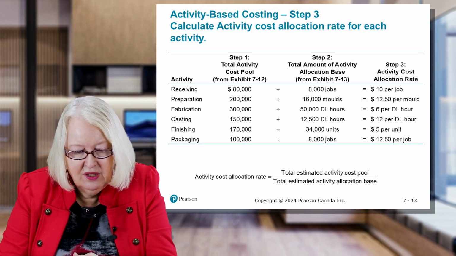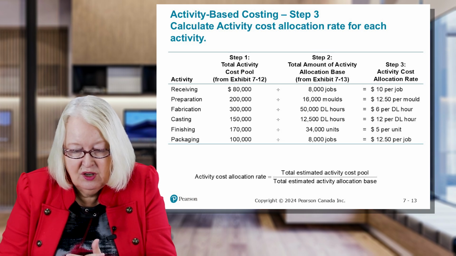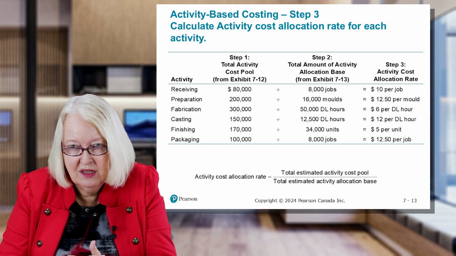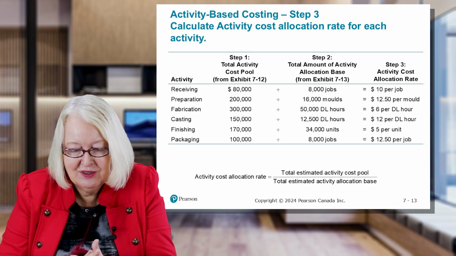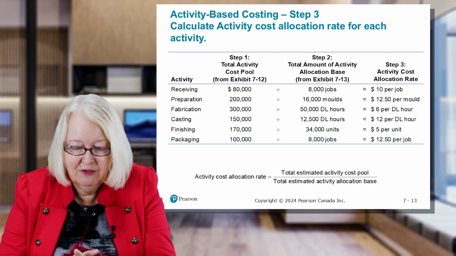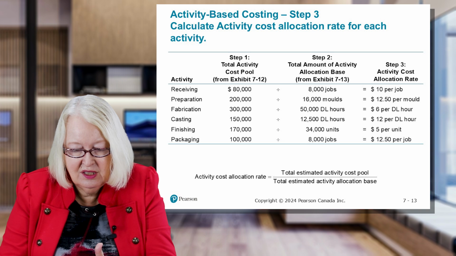For receiving, the total cost associated with receiving is $80,000. We know there are 8,000 jobs, so receiving is going to cost $10 per job. Preparation, $200,000. We know we prepared 16,000 molds, so $200,000 divided by 16,000 molds is $12.50 per mold, and so on. When you're doing activity-based costing, you've got to have it as a cost per each activity.